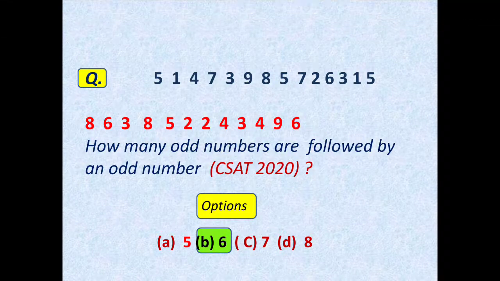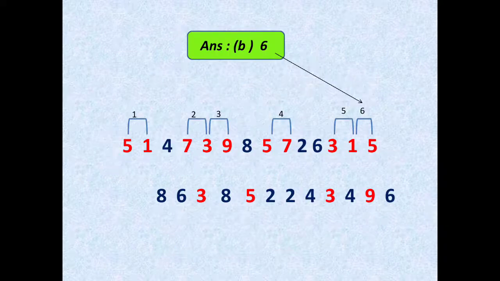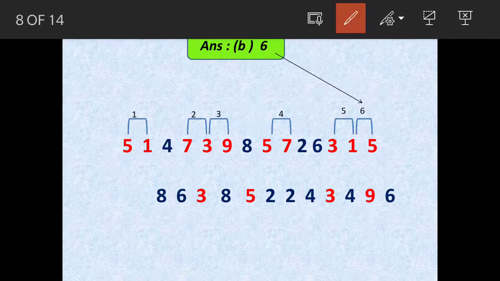Read the question. Reading the question is very, very important, and you must get into this habit. We straightaway start solving questions without reading them. Sometimes questions in textbooks are given in a very simple manner, but in CSAT prelims the questions are simple while the language is very difficult. So you must read the question carefully. The answer, as I told you, is that there are 6 such pairs.